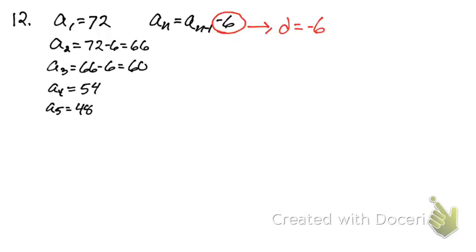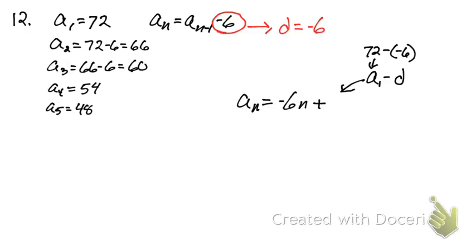So that means my equation is going to be A sub n equals my common difference, negative 6, n, plus, and what goes here is my A sub 1 minus my D value, which in this case my A sub 1 is 72. So that's 72 minus that negative 6, which is going to give me 78. So it's plus 78.